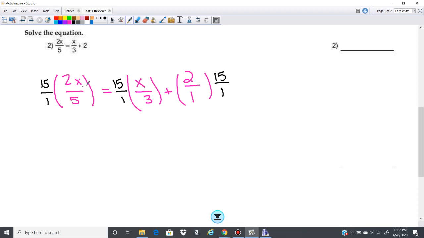And what this does is it gets rid of the denominators, and we're going to cross cancel. So cross canceling means I'm going to do this. 5 goes into 15 3 times. And then I do 3 times 2x, and that gives me a 6x.